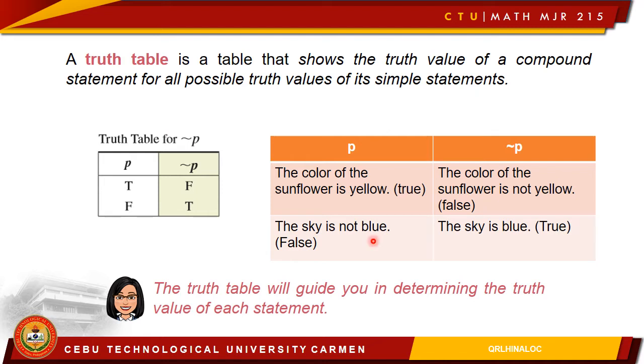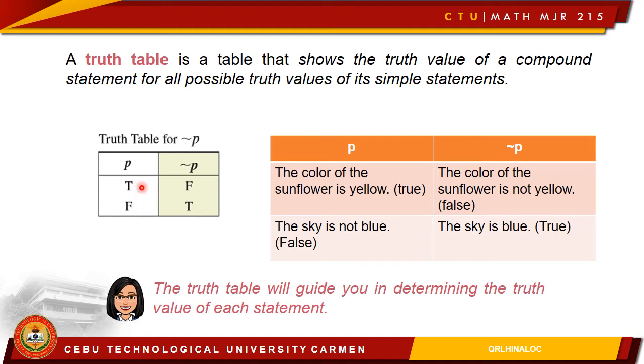This is an example of a truth table. So what is a truth table? It is a table that shows the truth value of a compound statement for all possible truth values of its simple statements. Looking at the truth table, P has truth values true and false.